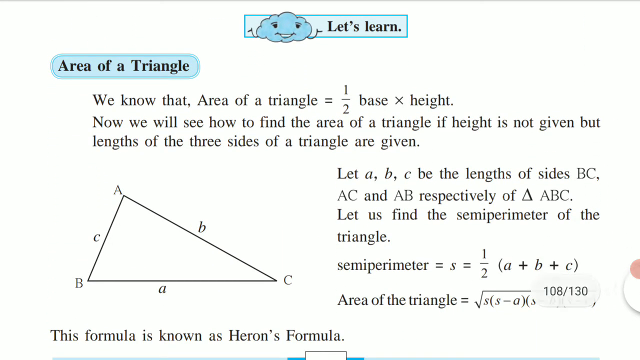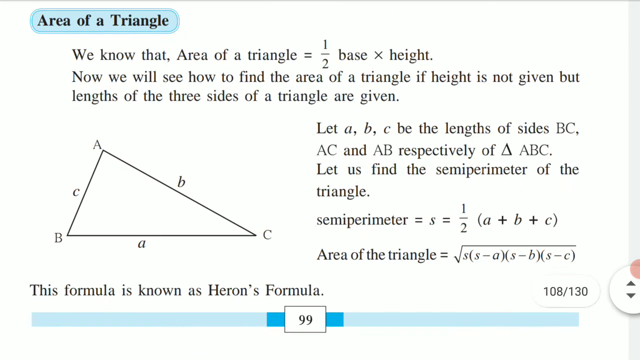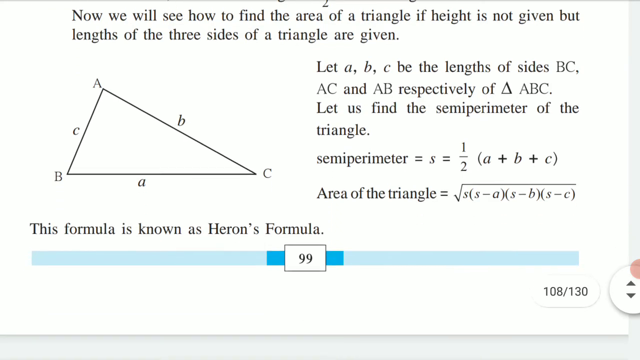Next one, area of triangle. We know that the area of triangle is equal to 1/2 base into height. Now we will see how to find the area of a triangle if the height is not given but the lengths of the three sides of the triangle are given.